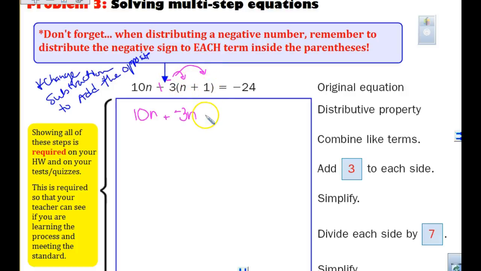If I'm looking at that, I want to add my like terms together. What are my like terms that I can add together? Okay, so I have this 10n and -3n. What do I get when I add those together?